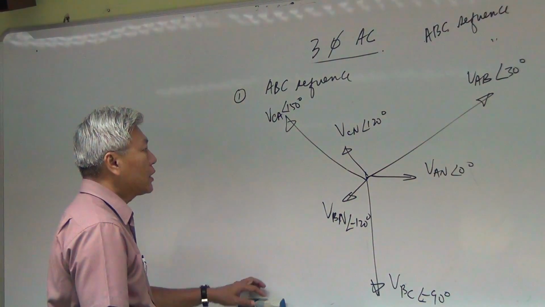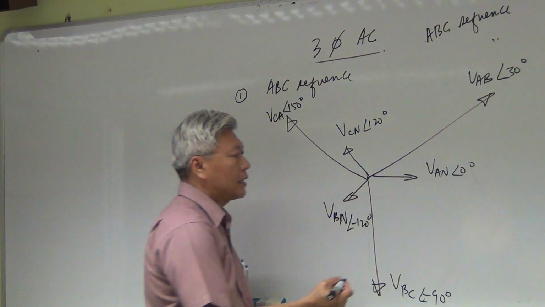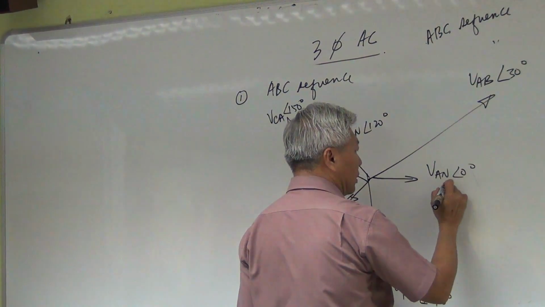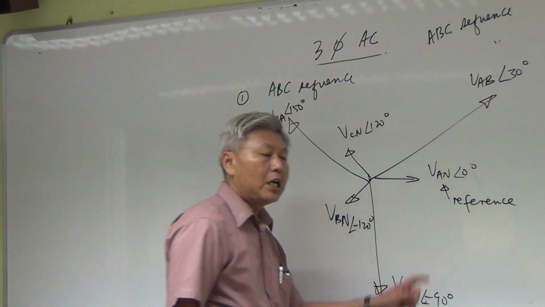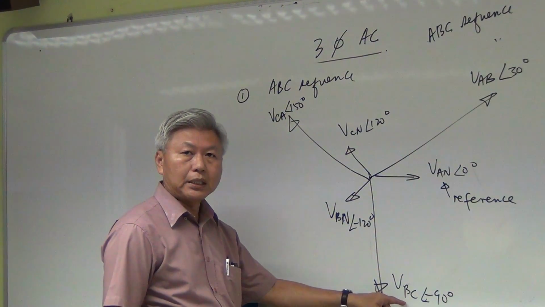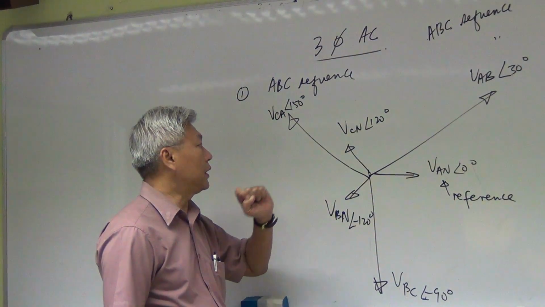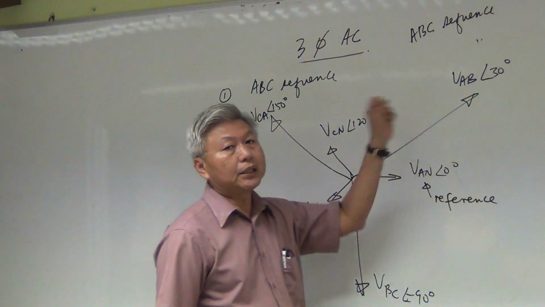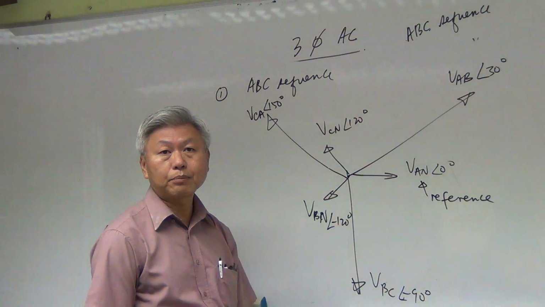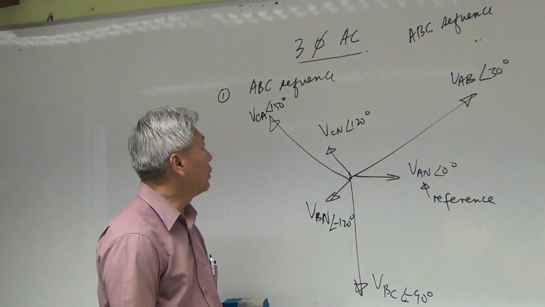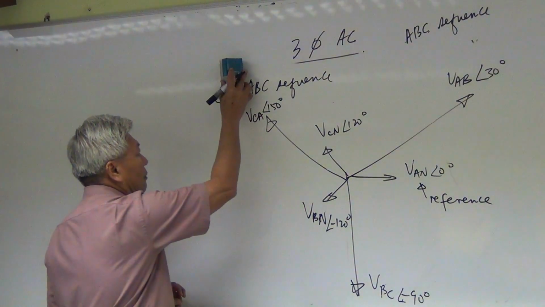So if I were to ask you for the angle, I say ABC sequence, VAN as the reference. When it's 0 degree, it means he's the reference. So VAN is 0 degree. How about VBC? It's minus 90 degree. VBN minus 120. VCA 150. VCN 120. VAB 30. So if you have the diagram, just look and the answer is out. It's like a lookup table. Alright? So now we move on to another phasor diagram, which is called ACB sequence.